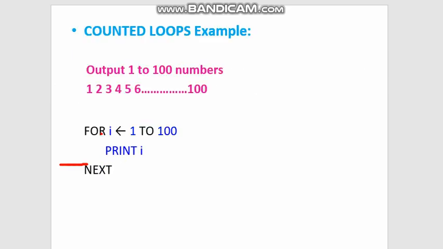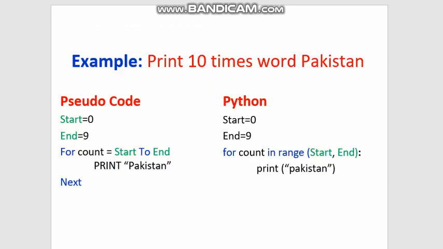Counted loops. Another example, here it is using a variable I. Each time a value is assigned to I and gets printed, and the loop gets to the next value like 2, 3, 4, and so on.